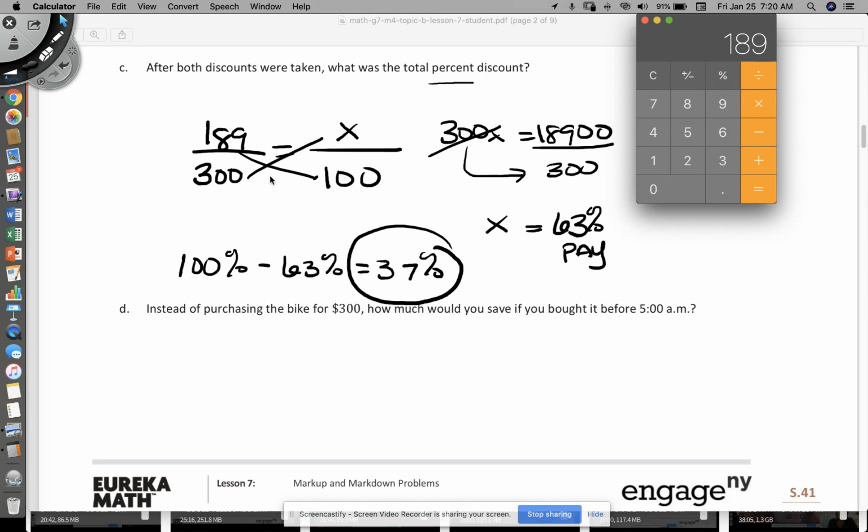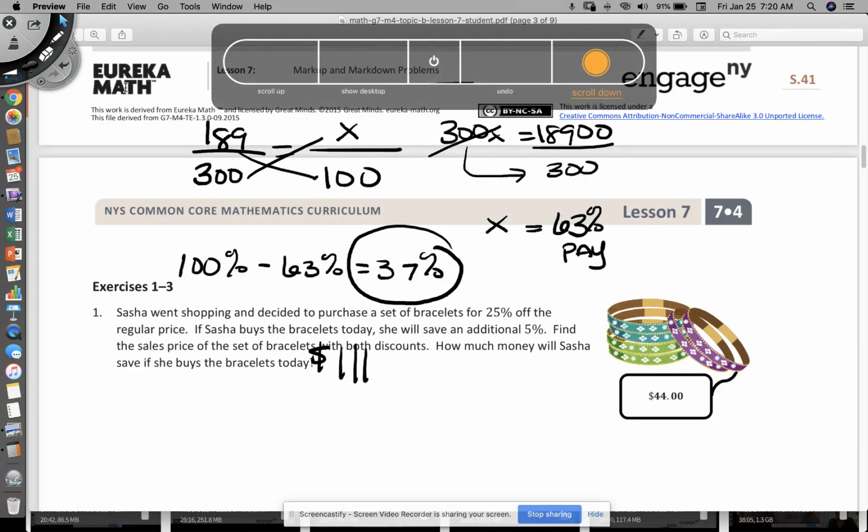So when they tell you you're going to get a 30% discount and then an additional 10, you can't go, oh, that's 40%. No, it's actually a little less. All right. And that's because they're taking that additional 10 off of what's already reduced, not off the original price. So again here, instead of purchasing the bike for $300, how much would you have saved if you got there before 5 a.m.? We already solved this. So we're just going to say $111 again. All right, let's go to the next problem here.